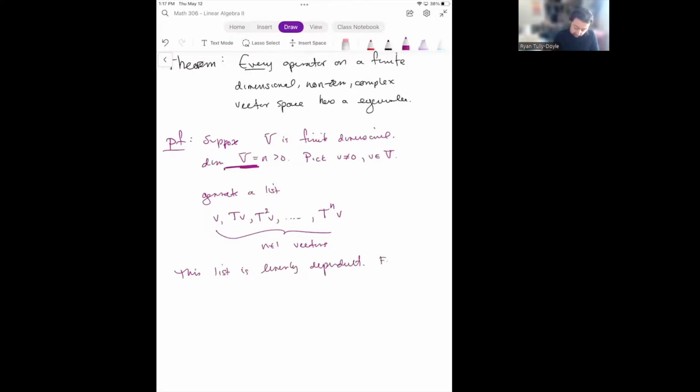And that means that you can find coefficients a naught up to a n in C, not the field now, we're actually in C here. So that not all of the a_i are 0, and a naught v plus a1 T v plus a2 T squared v up to a n T to the n v is equal to 0.